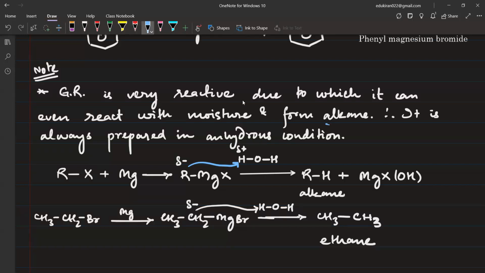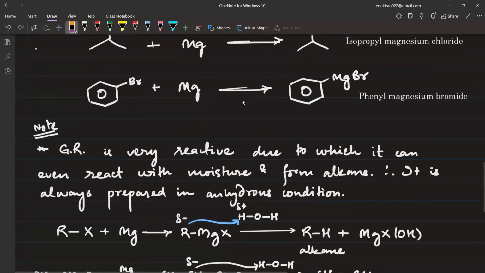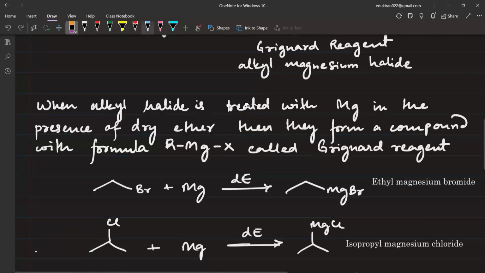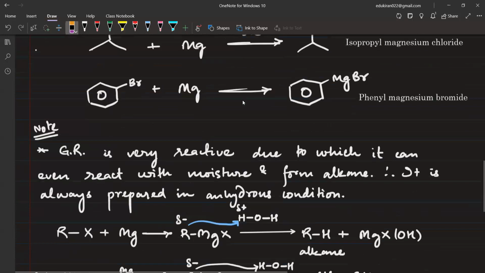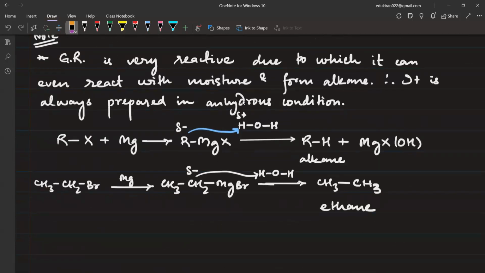So what does it form? Alkane in the presence of water. That is why we use dry ether. When I say dry ether, it does not mean that it is gas or it is solid. Dry ether means absence of water. In chemistry, dry means absence of water. Write this down. Let me know once you're done.